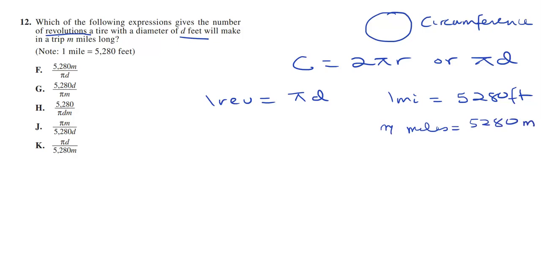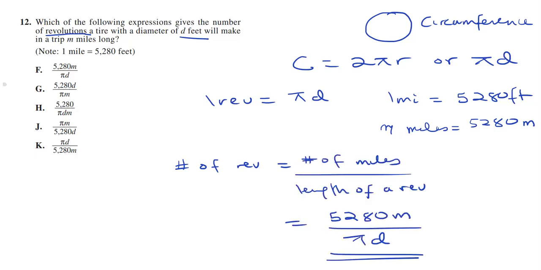This is one revolution. So for us to get the number of revolutions is going to be the distance in feet divided by the length of a revolution, which is going to be 5,280 m divided by pi d. So that is going to be our answer.